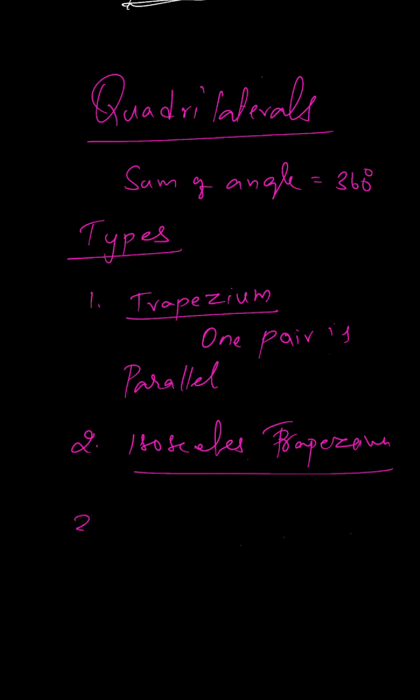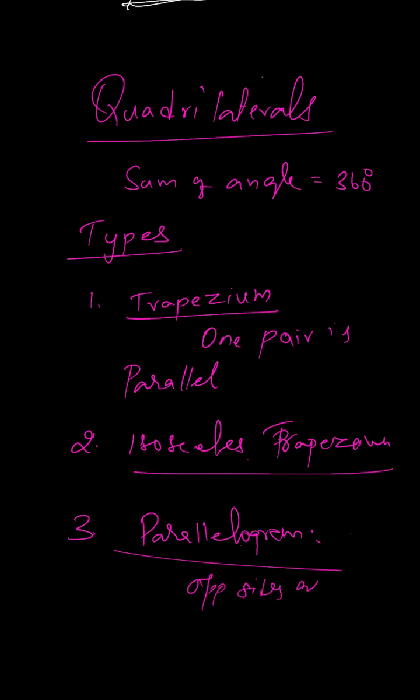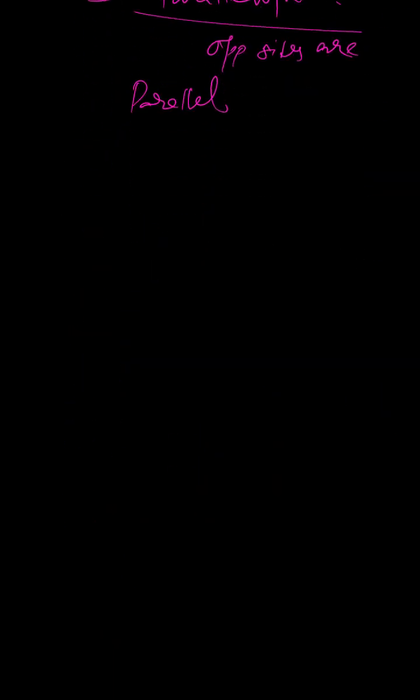The third one is the parallelogram. A parallelogram is a quadrilateral in which both pairs of opposite sides are parallel. If opposite sides are parallel, it is called a parallelogram. Next we are going to see the rectangle.